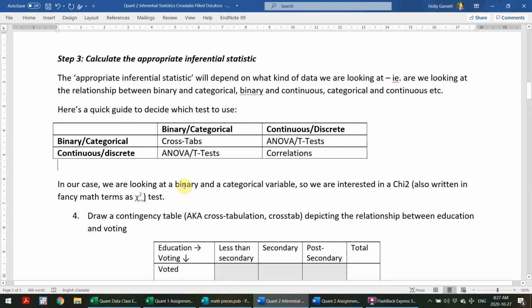In our case, we have a binary variable, so did the person vote or not, and a categorical variable, that is the education level. So we are interested in what is known as a chi-squared. It's also written in fancy math terms as this little x-squared symbol. Okay, so that's the test we want to do.